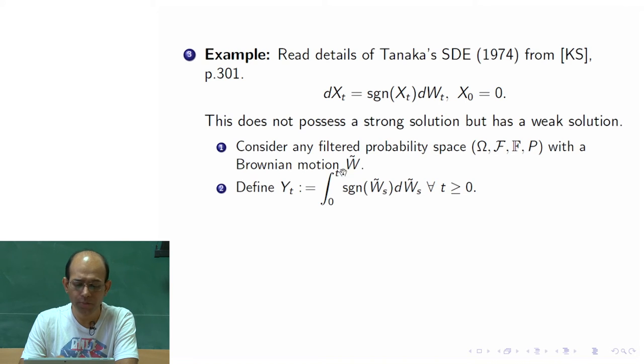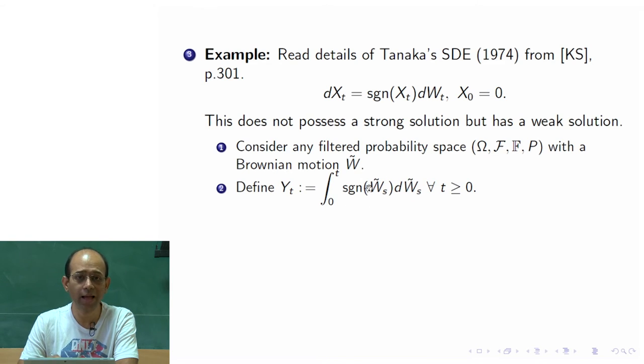Now with this W tilde, we define a new process y_t, that is the integral from 0 to t of sin(W tilde_s) dW tilde_s, for all t greater than or equal to 0. So this is a stochastic process we define as the integral of a function of Brownian motion with respect to Brownian motion.